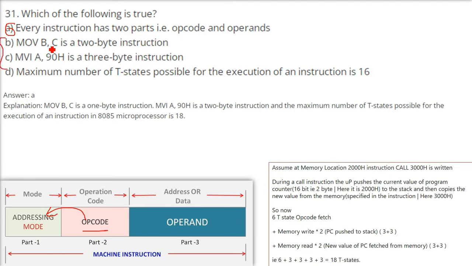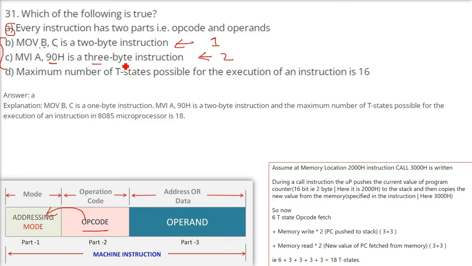See, MOV BC is given as a 2-byte instruction, but there is no data present. It is just B, C. It is a 1-byte instruction. Since in MVI we have 98, that is one data is present, so it is a 2-byte instruction. So the B option is incorrect because it is given as 2-byte, but it is actually 1 byte. MVI is given as 3-byte, but it is actually 2-byte, right?